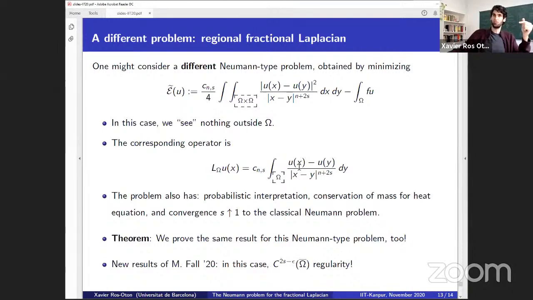And this is nice because in this case, he is able to transform this exact problem in dimension one, using the extension, into a fractional Laplacian with a Hardy potential, in a Dirichlet problem. This is a very strange transformation, but it's very nice. And this allows him to prove C^{2s-ε} regularity in this case. And this makes us wonder if the same regularity would be true for the problem that I was presenting, the Neumann problem for the fractional Laplacian, and this is not known. So this would be very nice to get.